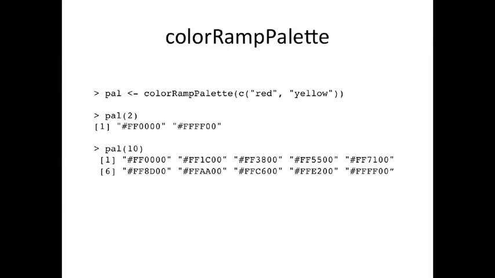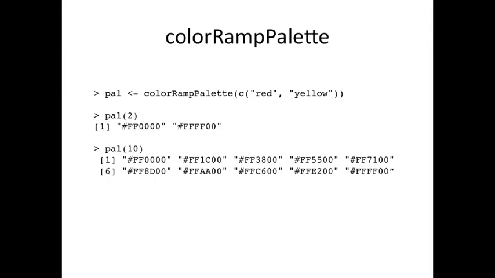The color ramp palette function is very similar, but the type of function that it returns is slightly different. So here I'm passing it a different palette. This palette has 2 blotches. It has a red and a yellow blotch on it, and we're going to try to interpolate between those 2 colors. And so I've got a function here that's returned by color ramp palette called PAL.